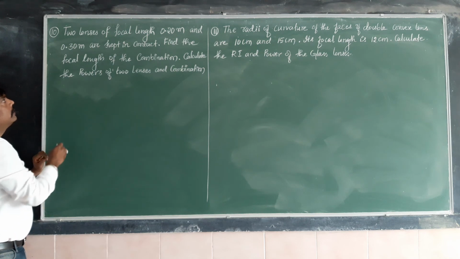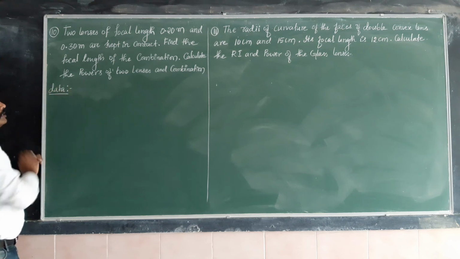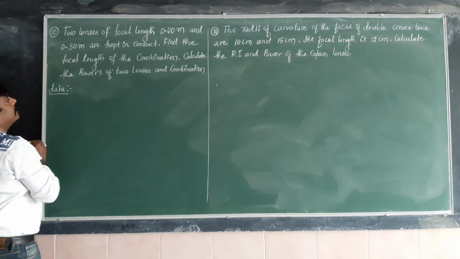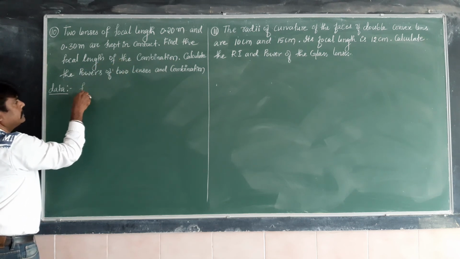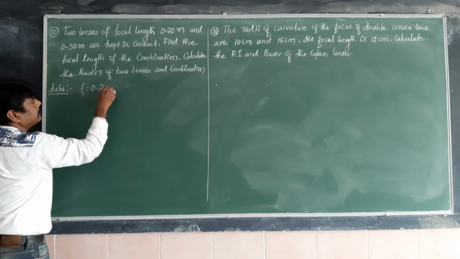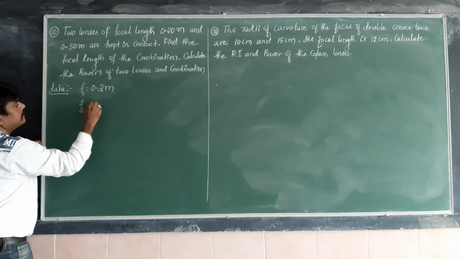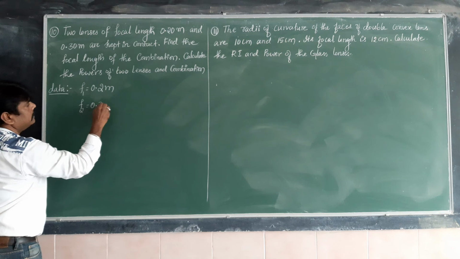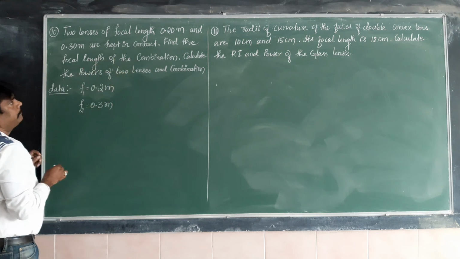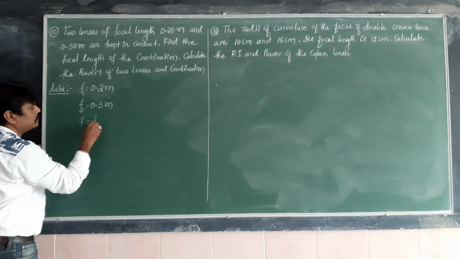It means, first of all, we should list out the given data. You know the procedure for how to do any problem. So according to the given data, two lenses are given. The first lens, whose focal length f1 is equal to 0.2 meter, and the second one, whose focal length f2 is equal to 0.3 meter, are kept in contact. Find the focal length of the combination, the resultant of these two.